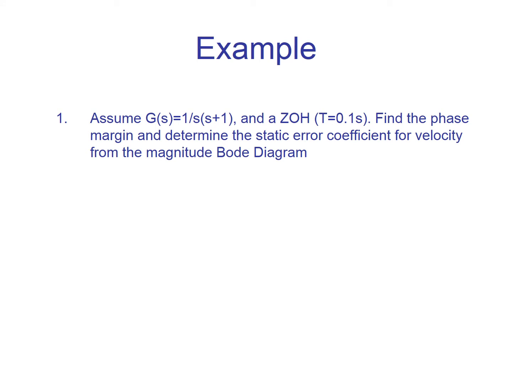So let's see an example. Assume, for example, we have G of s equals 1 over s times s plus 1, and we have a typical zero order hold. Let us consider a sampling period equal to 0.1 seconds. And the idea here is to find the phase margin and determine the static error coefficient for velocity from the magnitude Bode diagram.